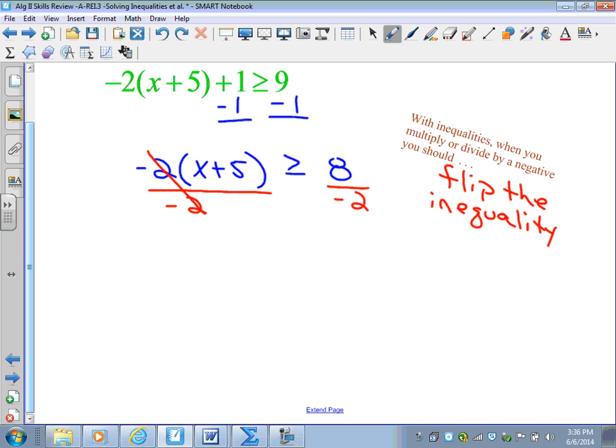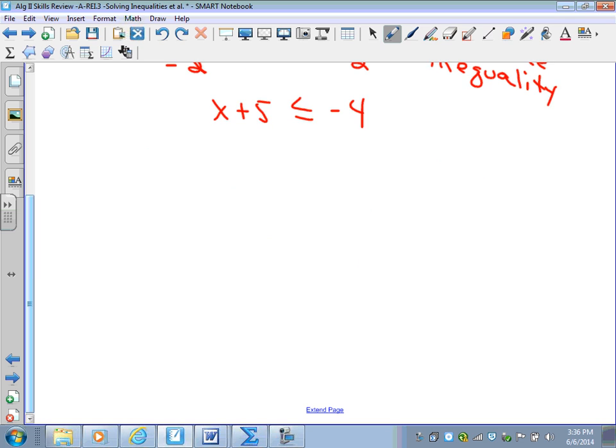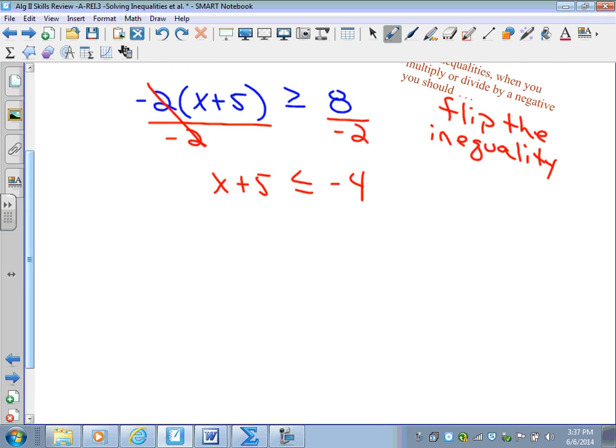And I'm going to get x plus 5 is, remember, flip the sign, so less than or equal to negative 4. And again, it's because of this dividing by negative 2. It's not any other sign that's going on in this problem. It's this dividing by negative 2 right here that makes me flip the sign. All right, let's get that out of the way. And now I'm just going to unwrap this. I'm just going to subtract 5 from both sides. And I get x is less than or equal to negative 9.